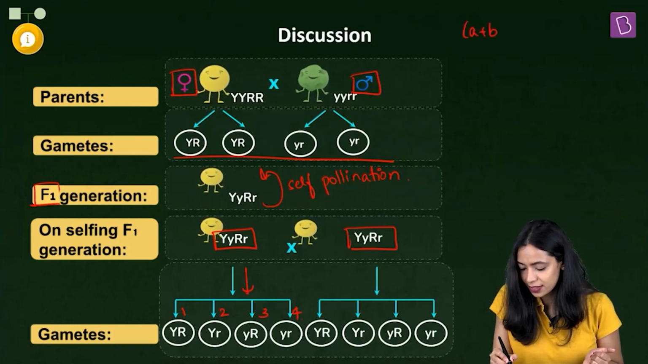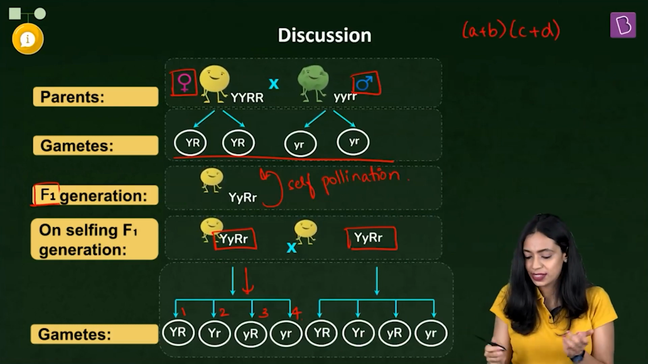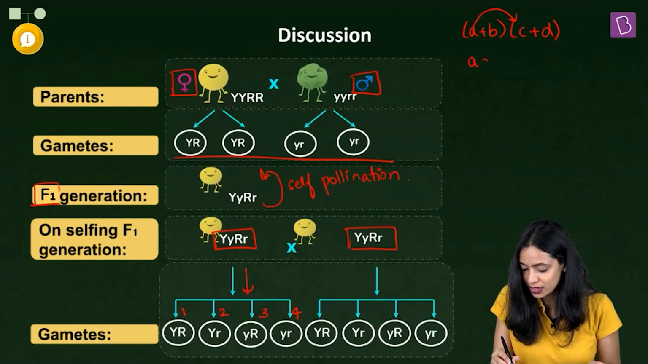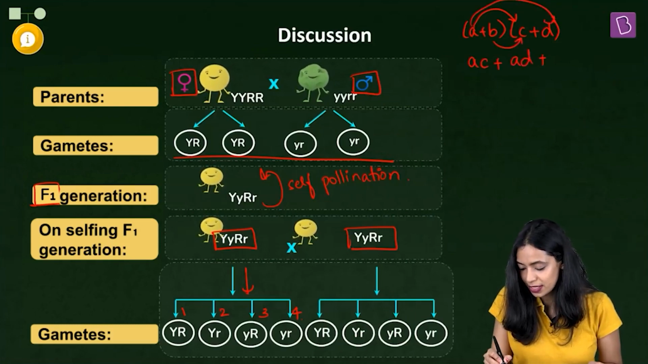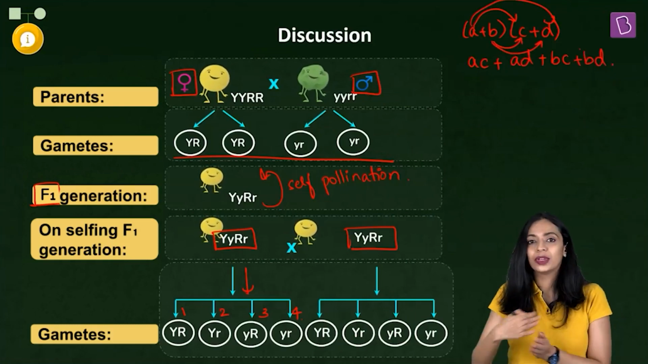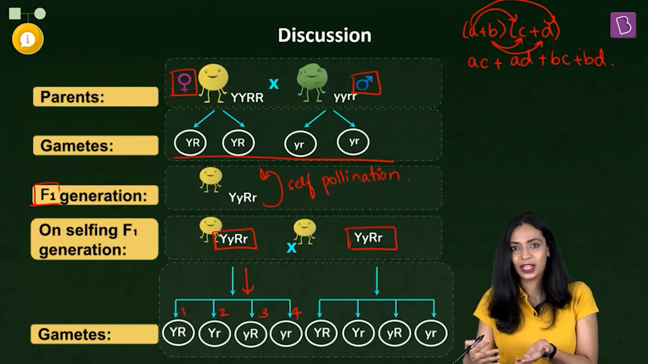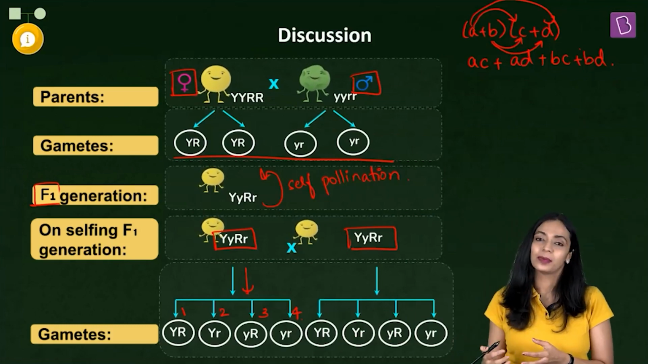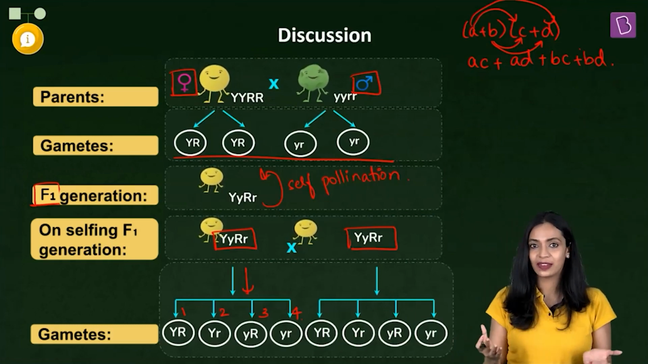You may have done this in mathematics, right? You have A plus B multiplied with C plus D. What exactly do you do here? You multiply A with C first, and then A with D, and then B with C and B with D. This is how you get to solve questions in mathematics, right? So I do something similar in order to arrive at the gametes for any given genotype.